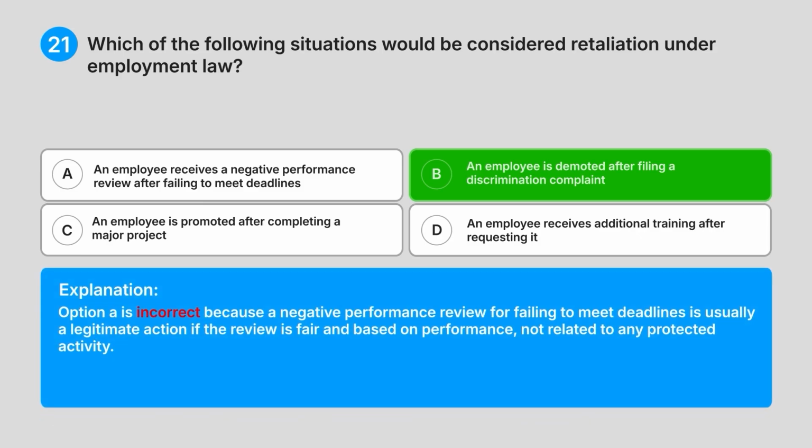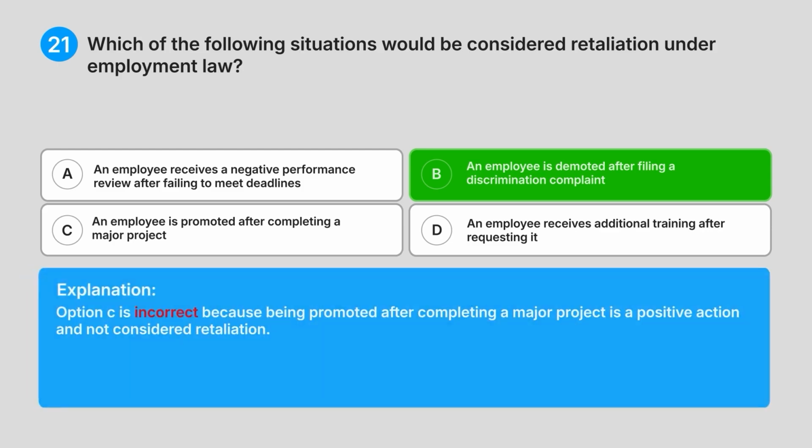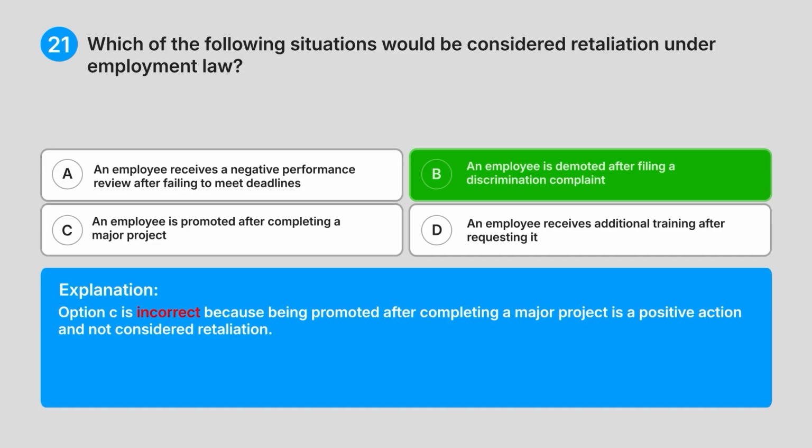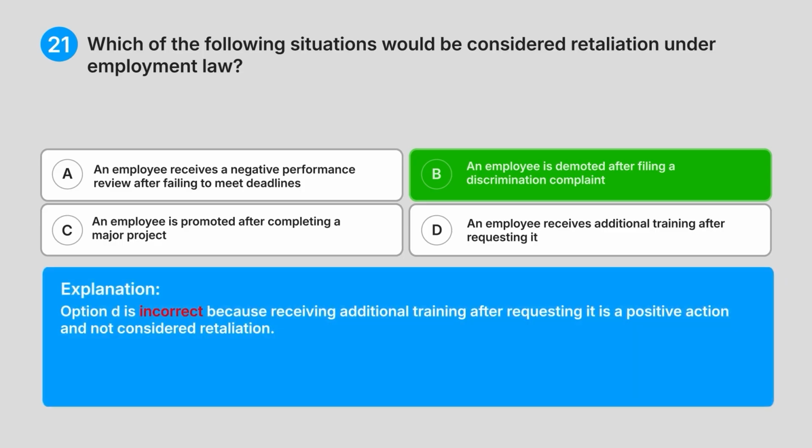Option A is incorrect because a negative performance review for failing to meet deadlines is usually a legitimate action if the review is fair and based on performance, not related to any protected activity. Option C is incorrect because being promoted after completing a major project is a positive action and not considered retaliation. Option D is incorrect because receiving additional training after requesting it is a positive action and not considered retaliation.